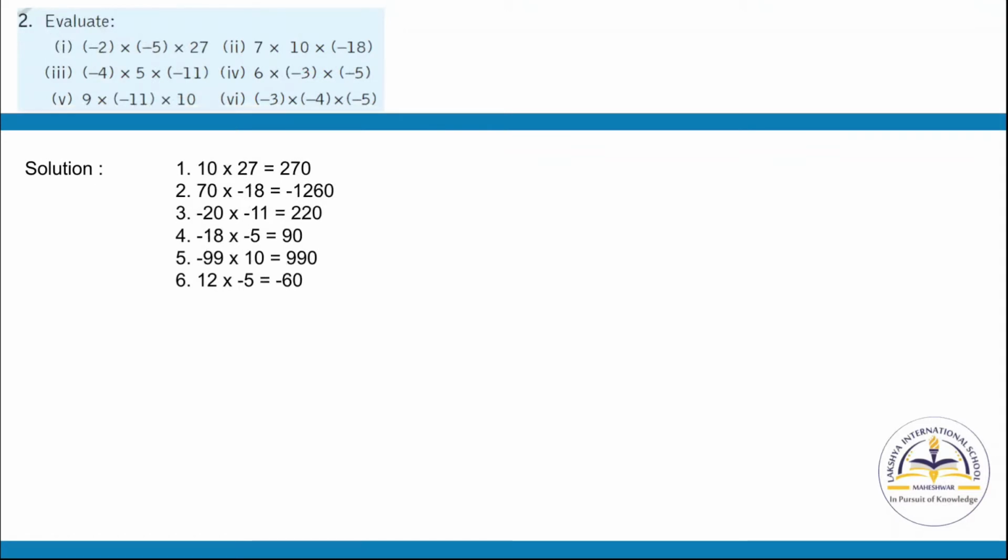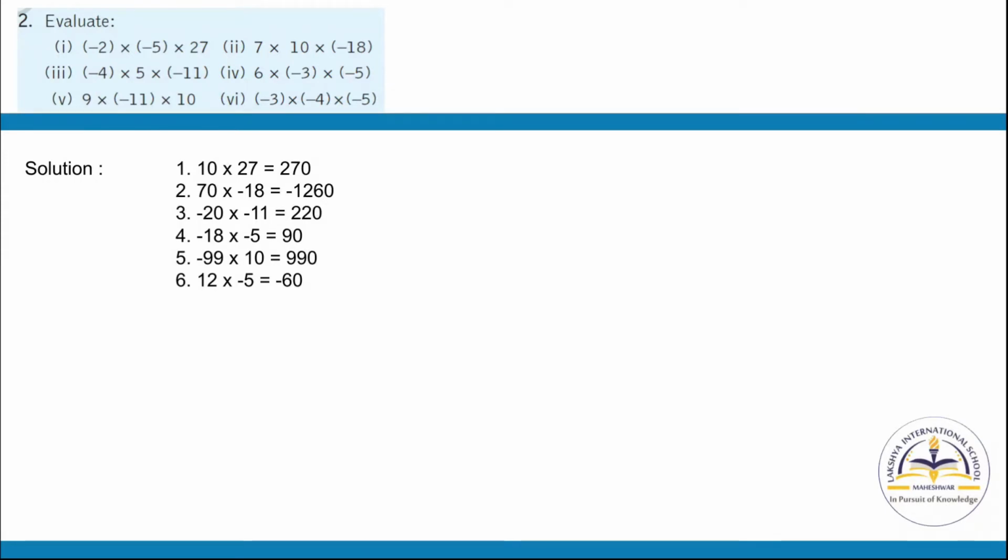Question number second. Evaluate first: minus 2 into minus 5 into 27. First we will solve minus 2 into minus 5. The answer will be plus 10 into 27. So 10 into 27 will be 270. Now the second: 7 into 10 into minus 18. First we will solve 7 into 10. We will get 70 into minus 18. So when you multiply these two numbers, you will get minus 1260.